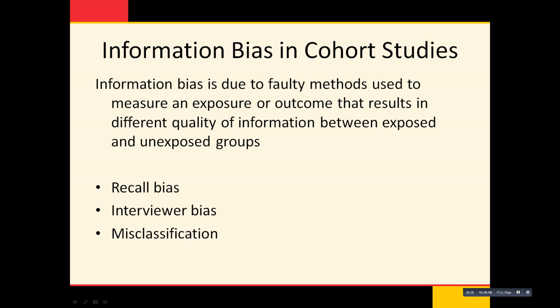Recall bias occurs when there's a differential level of accuracy in the information provided by the compared groups, the exposed and unexposed groups. So let's say in a cohort study, if exposed subjects are more or less likely than unexposed subjects to recall and report subsequent diseases, that would be recall bias.